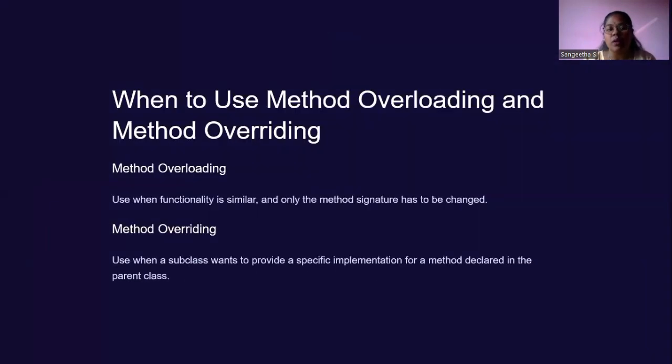When to use method overloading and method overriding? Method overloading can be used when functionality is similar and only the method signature has to be changed. Method overriding can be used when a subclass wants to provide a specific implementation for a method declared in the parent class.